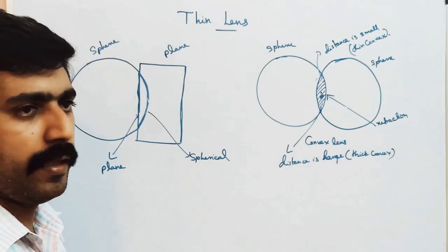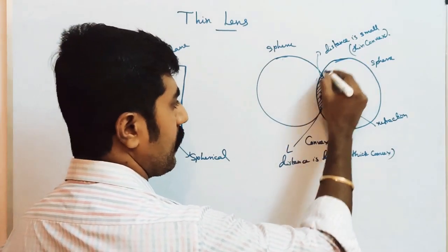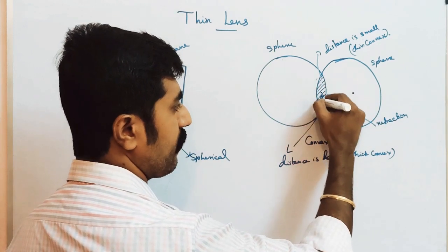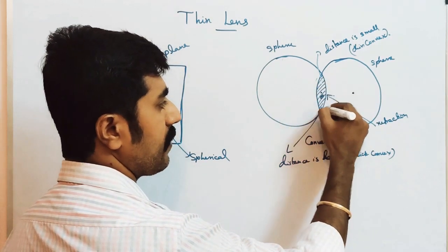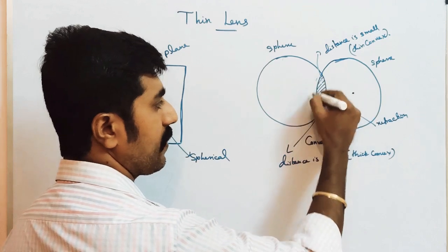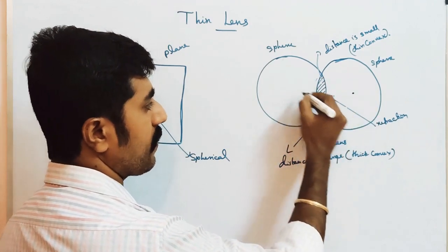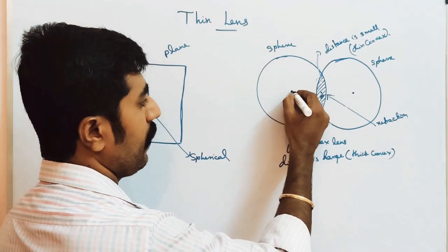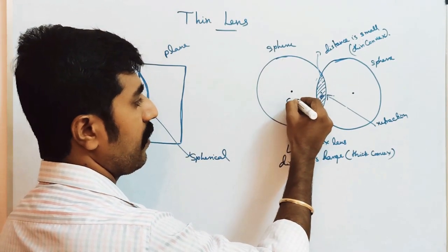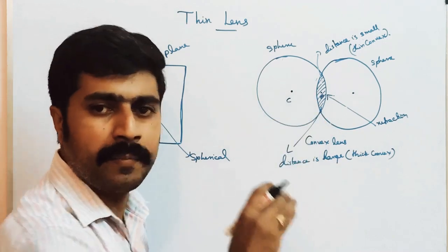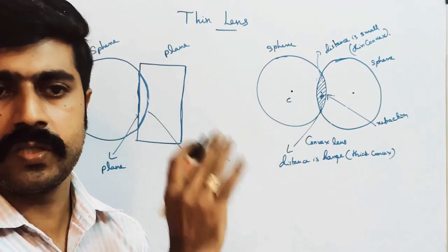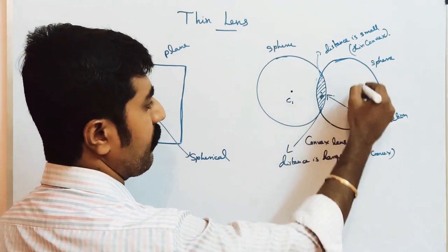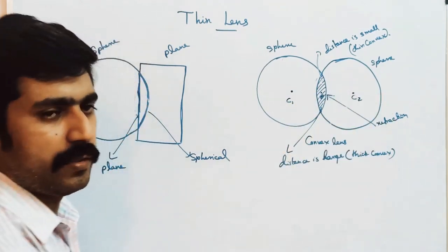Now look carefully, this sphere has a center point. In the spherical surface of the thin lens, the center is here, and for this surface the center is here. This is called the center of curvature, the same characteristic as a mirror has, which also applies to a lens. This one is C1, and for this surface this is C2, the center of curvature.